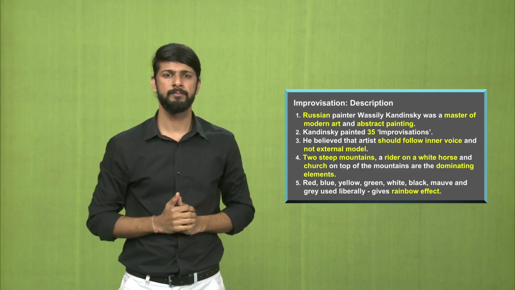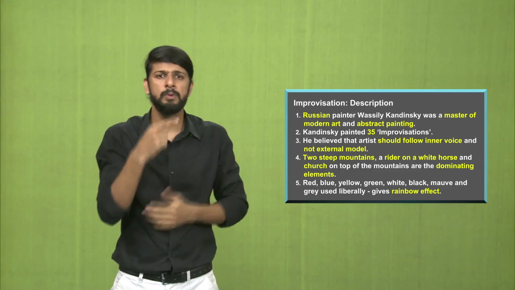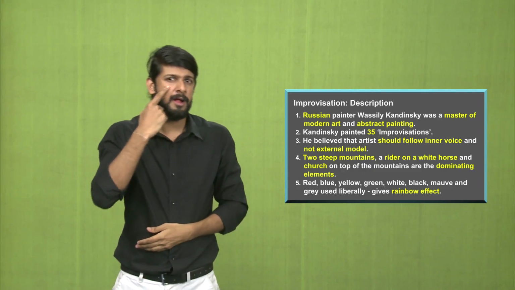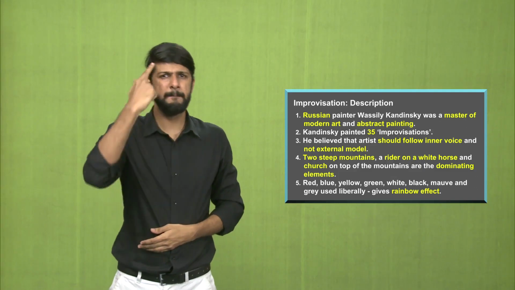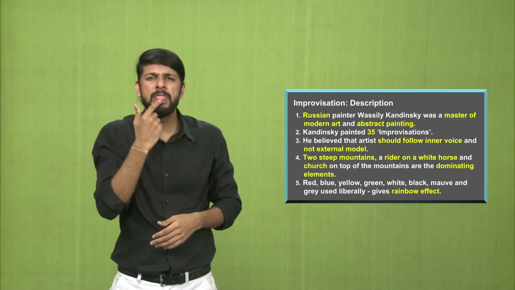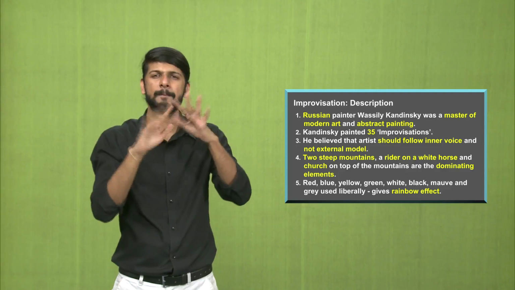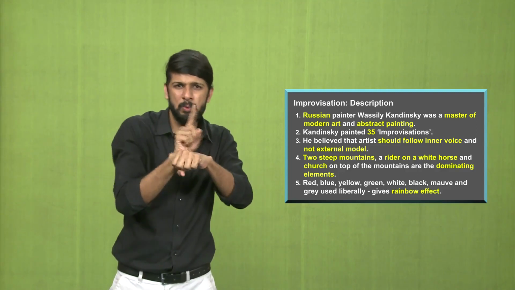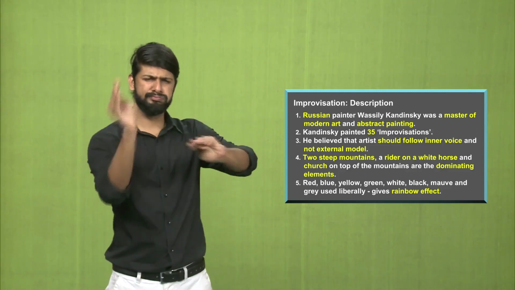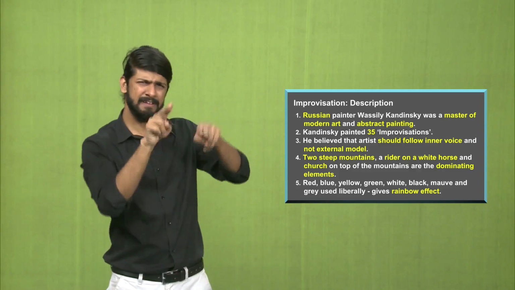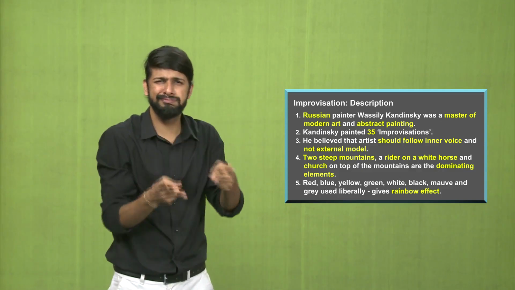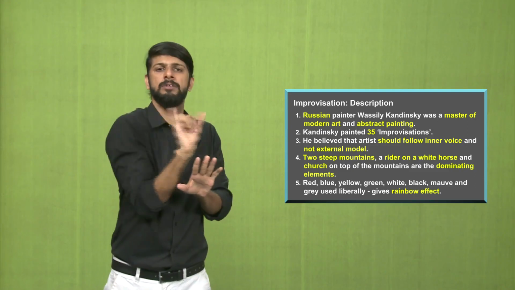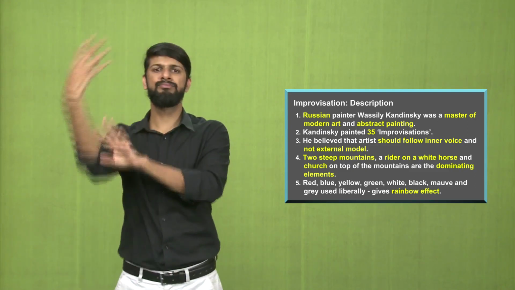So, you have to observe and you would be able to find the rider and the church on top of the two mountains. The colors used, red, blue, yellow, green, white, black, mauve and grey, have been used liberally, and the effect which it gives is a kind of rainbow effect.